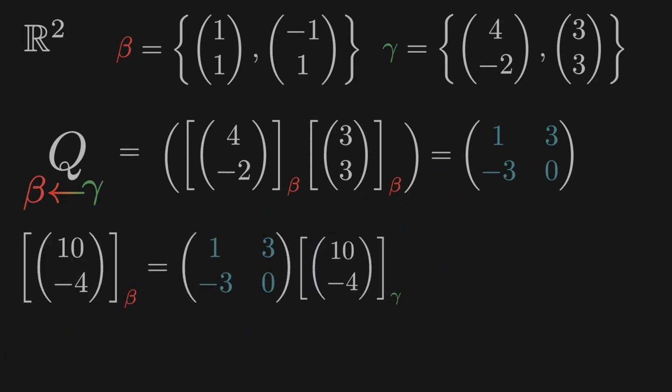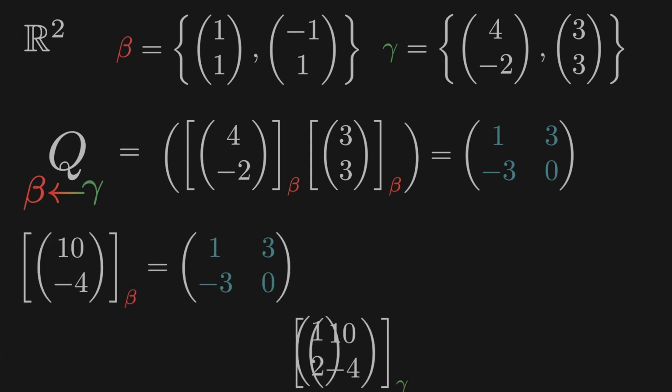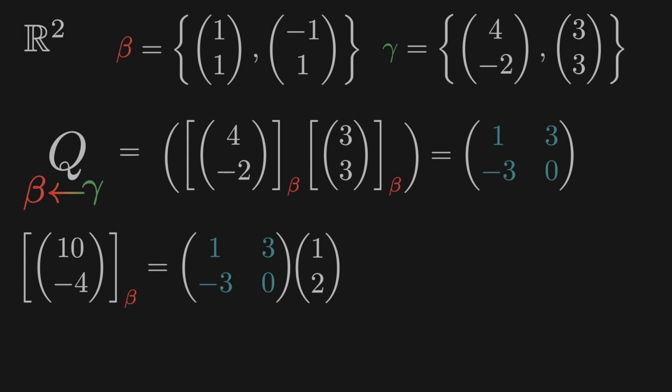From our example from before, we know that (10, 4) will be (1, 2) in gamma coordinates. If we multiply this vector by our matrix, we get that (10, 4) in beta coordinates will be (7, -3), which is exactly what we calculated previously.